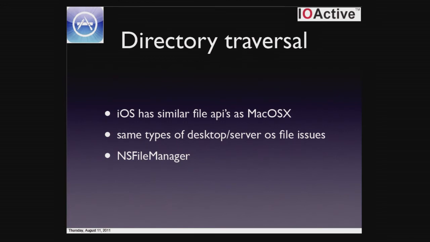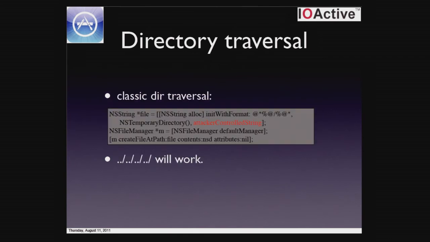Another one which is quite common on both iOS and Android is directory traversals. iOS has similar file APIs to Mac OS X, and so those can be vulnerable to directory traversals. This is when you use the NSFileManager class. And this is, for example, a very trivial example of a directory traversal, where basically you create some temporary directory and then you append some attacker-controlled string to it, and then the attacker could basically supply ../../../ and then whatever file you want, and then it'll read or write to that file. This is a very classic directory traversal. These are quite common in iOS apps.